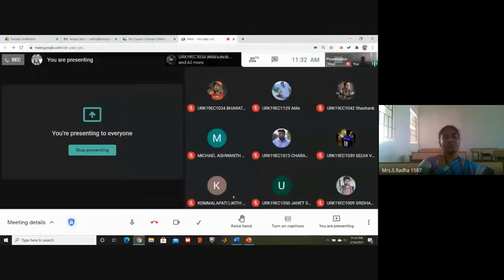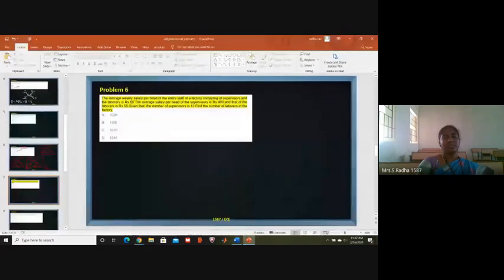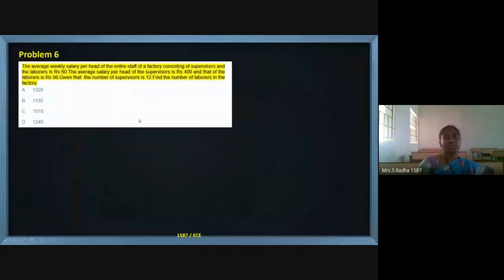and find the number of laborers. Okay, so this is the question. What they have given: laborers and supervisors. In the question, supervisors is coming first, so I will take supervisors on the left side and laborers on the right side.